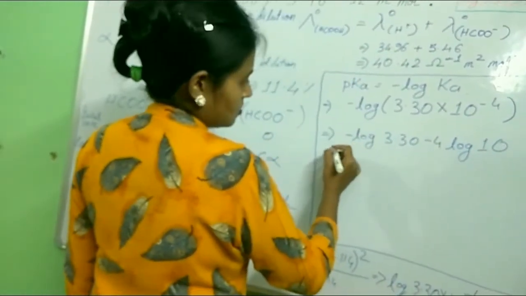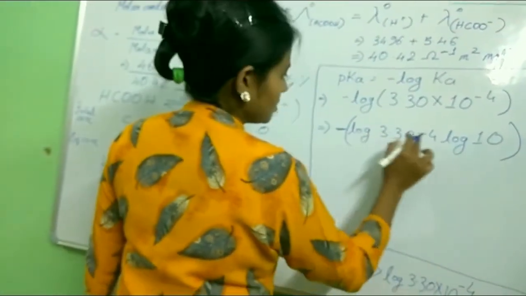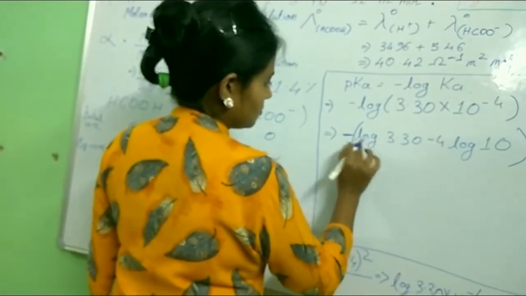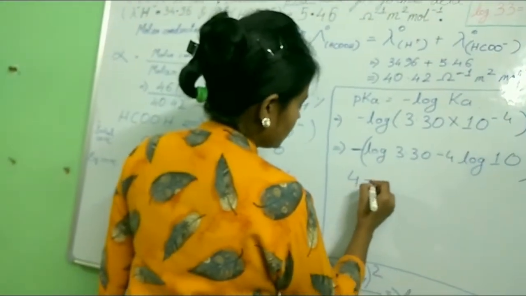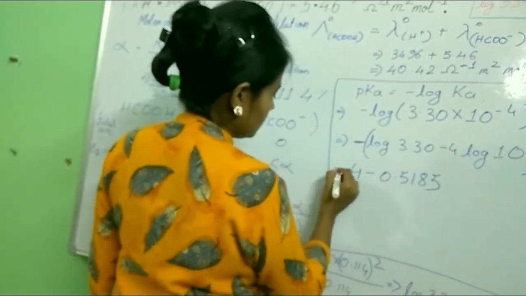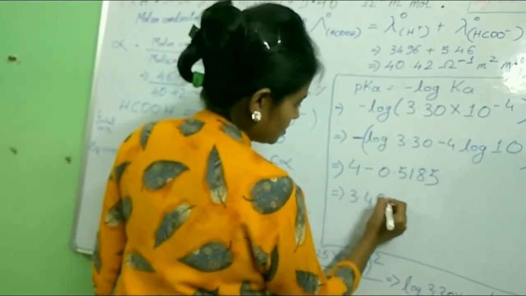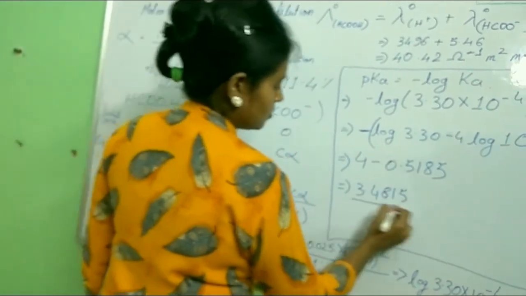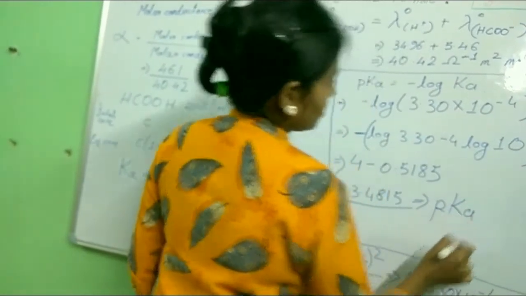Okay. So, this minus and this minus will get plus. So, 4, and what is the value of log given here? Log 3.30 is equal to 0.5185. So, 4 minus 0.5185. Okay. Now, what will be the answer? 3.4815. Right. So, this is your pKa value asked in the question. Okay. Now, have you understood?